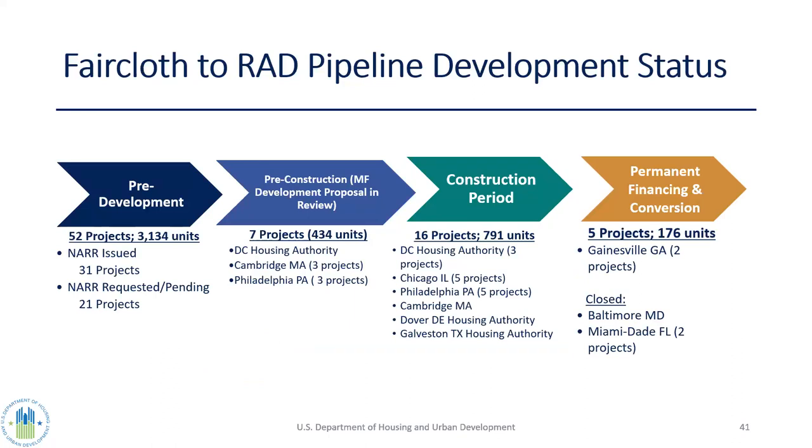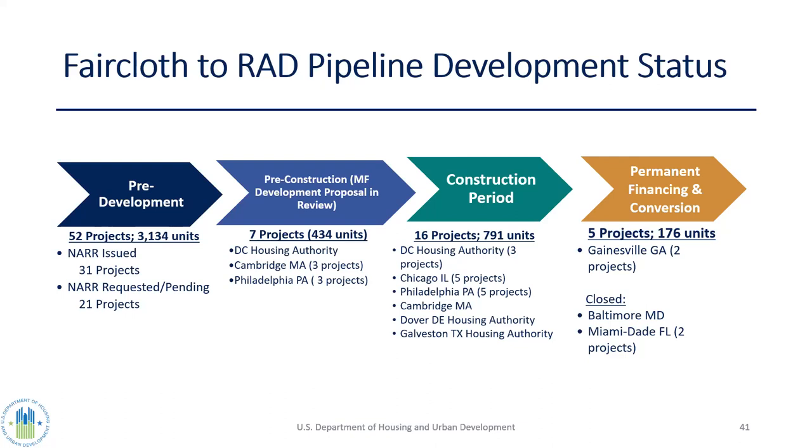Going from right to left, we've got five properties that have closed on their permanent financing and have converted or are about to convert. So the two in Gainesville, one in Baltimore, and two in Miami. We've got 16 properties that are in the middle of their construction period, where the properties are being built, and some of these have just broken ground.